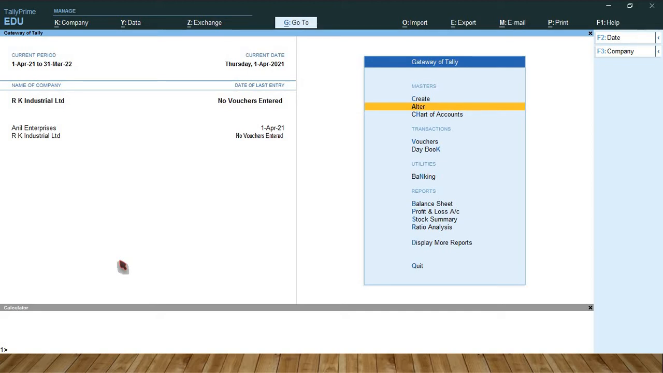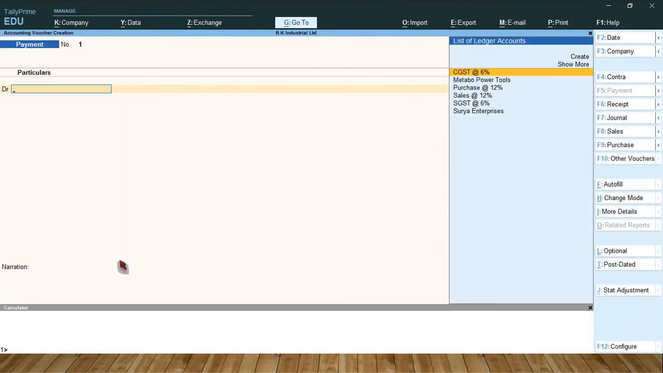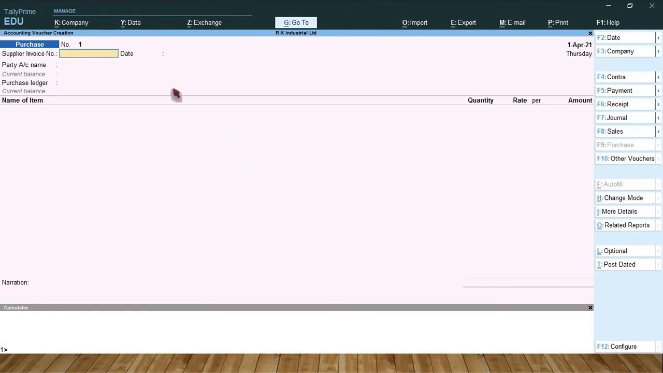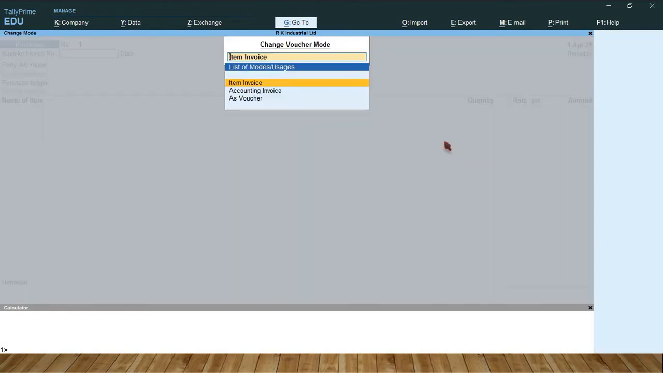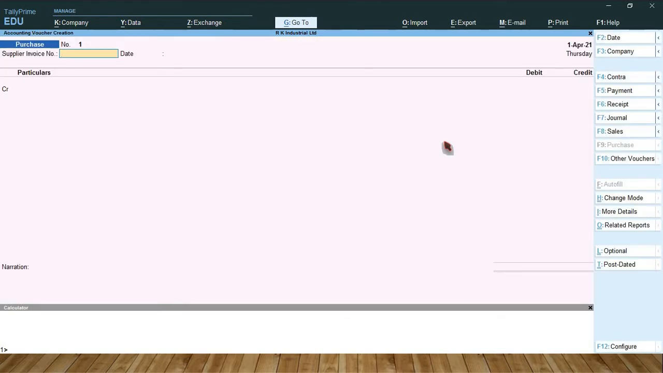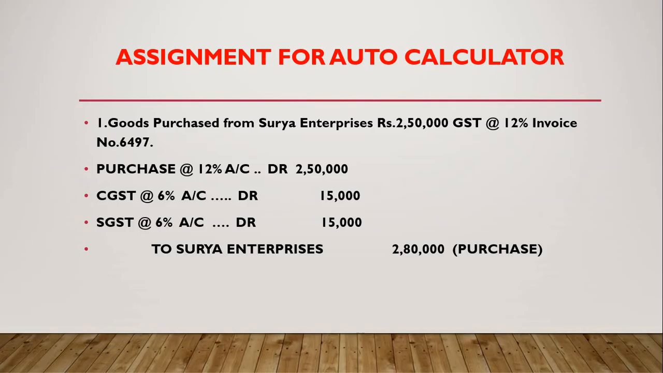Okay friends, come let us see. I have already created one company and also created ledger accounts. Move to the vouchers. Go to the purchase voucher, press F9. It is showing invoice mode. Change the mode into voucher mode, select as voucher. So go to the purchase transaction. This is for your reference.